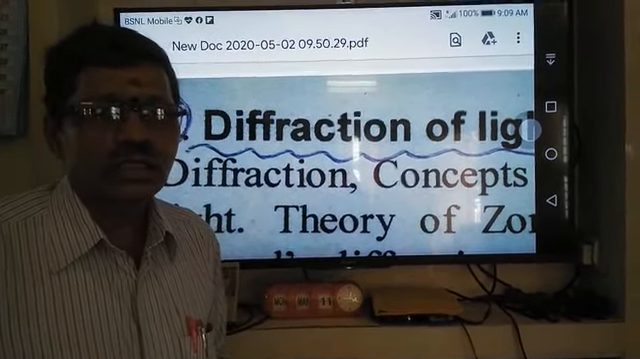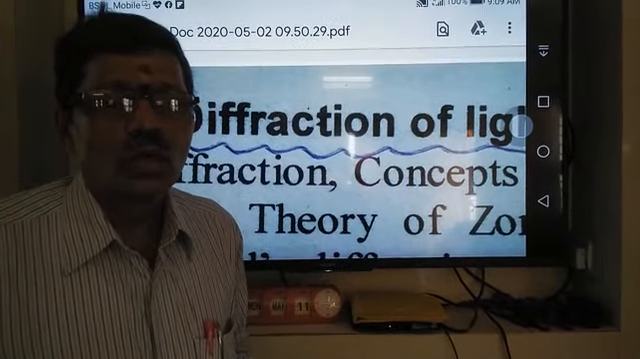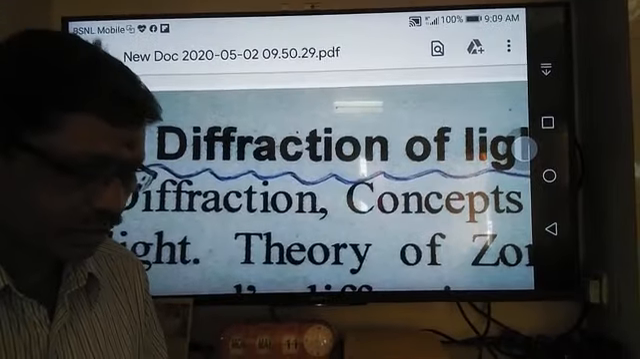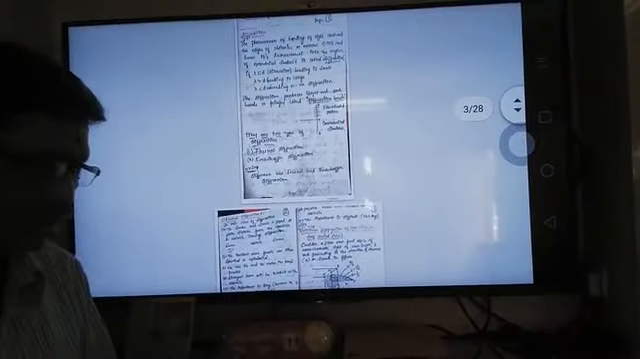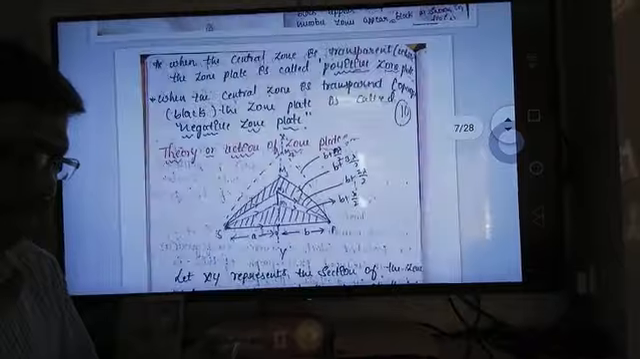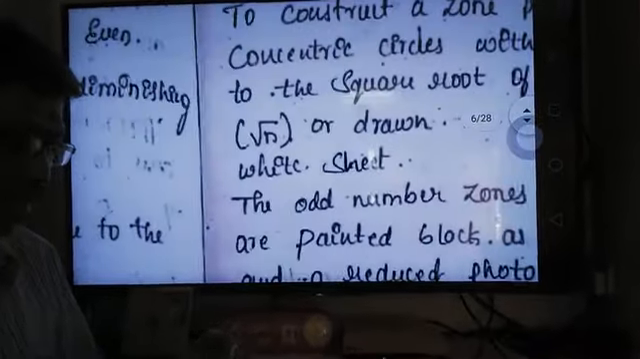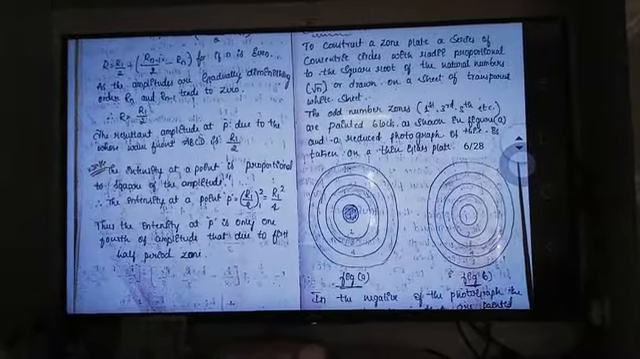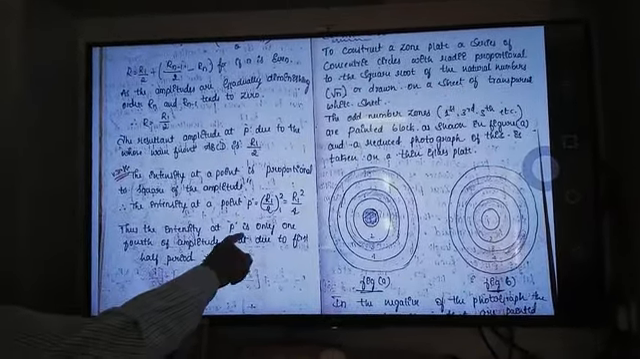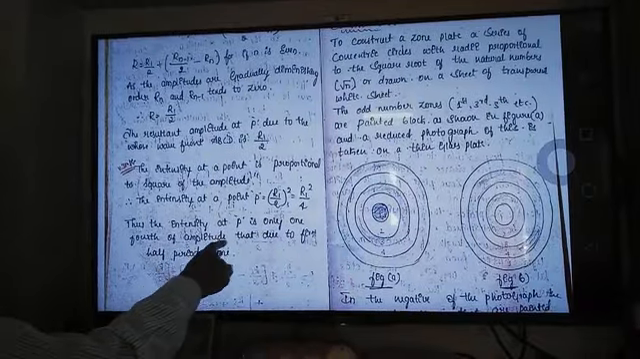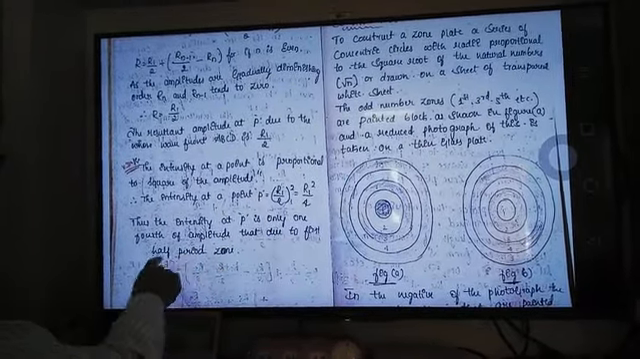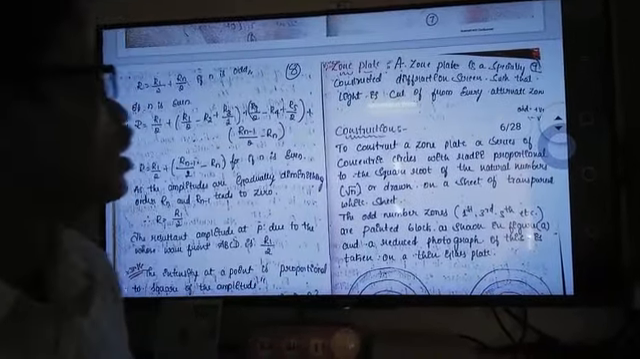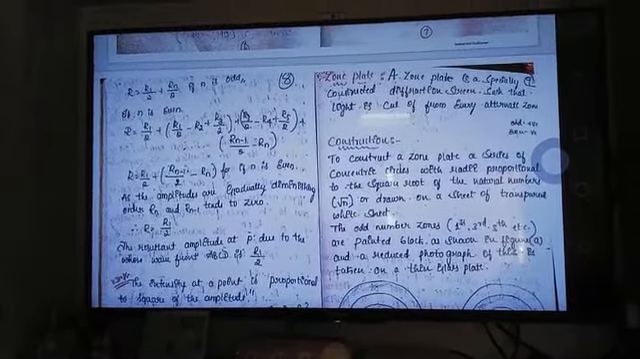In the last class, I told about the rectilinear propagation of light. In that, the intensity at P is only 1/4 of the amplitude due to the first zone. Today I am going to tell about the zone plate.